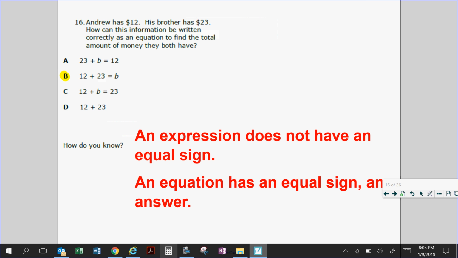And the last thing you have to know for the upcoming test is the difference between an expression and an equation. Andrew has $12. His brother has $23. How can it be written as an equation to find the total amount of money they have? So total means add. So Andrew has 12. His brother has 23. Together they have 12 plus 23. But an equation means you have to have an equal sign. It has to equal an answer. So 12 plus 23 equals something. That's why it's B. Can't be D. That's an expression because it has no equal sign. And that is what you need to know for the upcoming test 4-1.